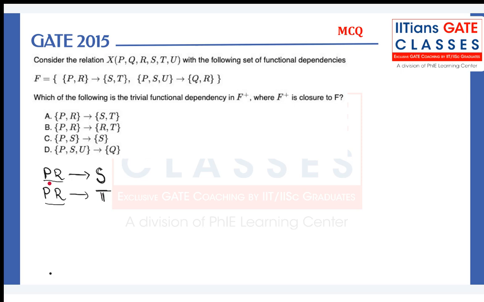Anyways, okay. So PR derives ST means PR gives me S, PR gives me T. Now the second one is PSU gives me Q, PSU gives me R. Okay, with me now? I just wrote them separately. Why I wrote them, I will tell later. That's not the entire thing. But with me, right, till now?